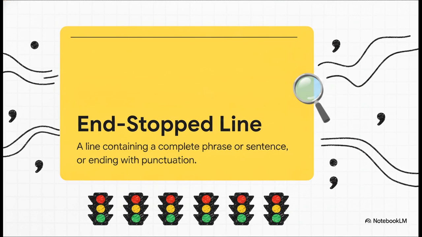According to the Academy of American Poets glossary, an end-stopped line is a metrical line containing a complete phrase or sentence, or a line of poetry ending with punctuation. Basically, this is where the poet actually wants your voice to take a break. Think of a period, a comma, a semicolon. These are literally the traffic lights of poetry.